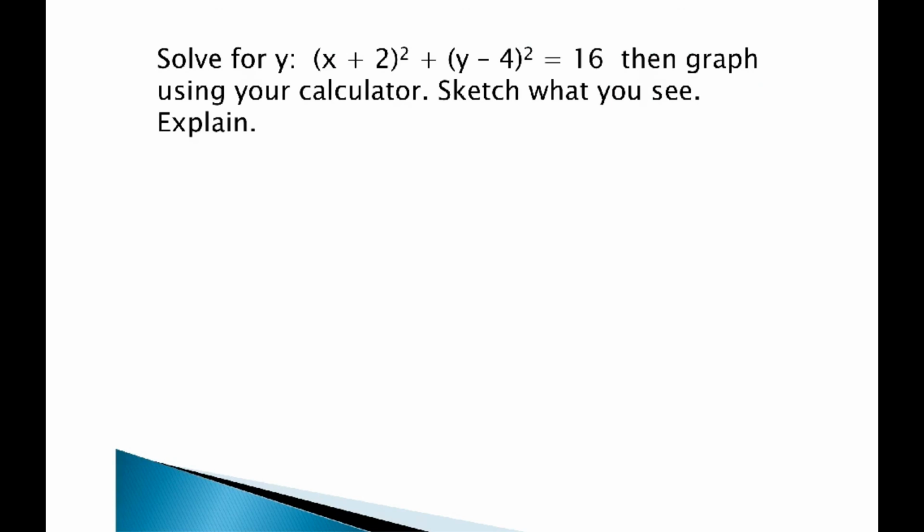Okay, one last one. This one's a little bit harder. To solve this next one, we have to do it on paper first. So go ahead and pause and see what you can do, and then come back and watch.